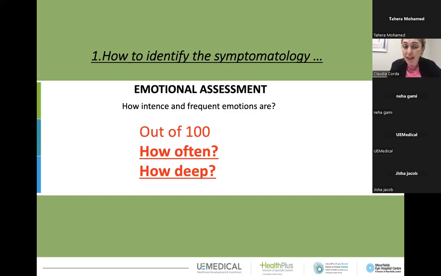So the emotional assessment for someone who is not a psychologist can be easily done with an impairment scale that is out of 100. For each emotion: how often do you have this emotion? How deep is this emotion when it comes?